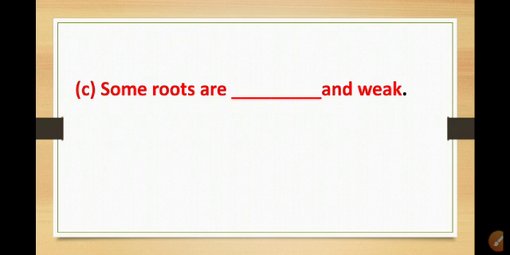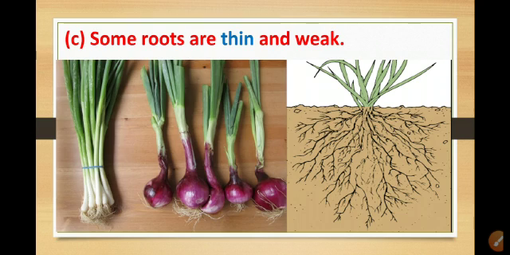Now here is the C statement: some roots are dash and weak. So we have studied in Unit 4 roots. So what are these types of roots? Yes, the answer is some roots are thin and weak. The answer is thin.